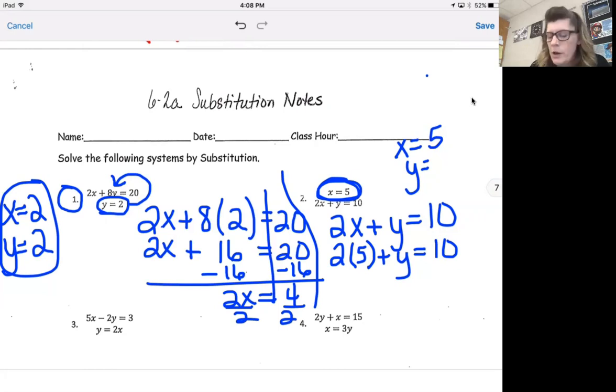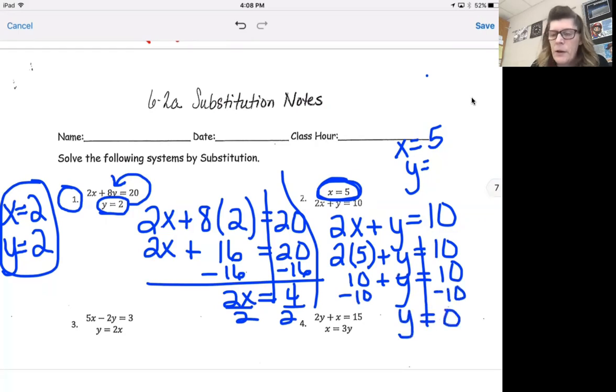And if we only have one variable, then we can go ahead and karate chop and solve it out. So I have 2 times 5, which is 10, plus y equals 10. I'm going to subtract 10 from both sides, and y equals 0. Normally I'd say, whoa, wait, y equals 0. Is that a valid answer?